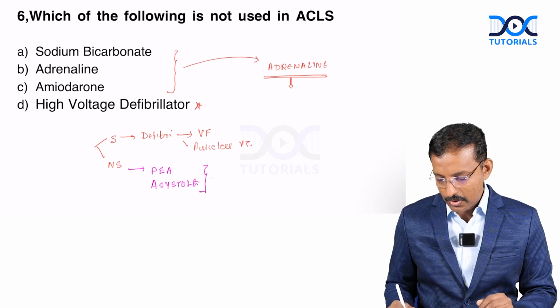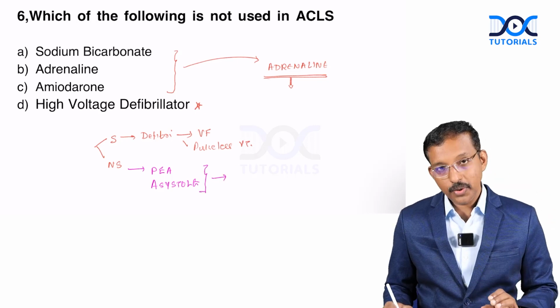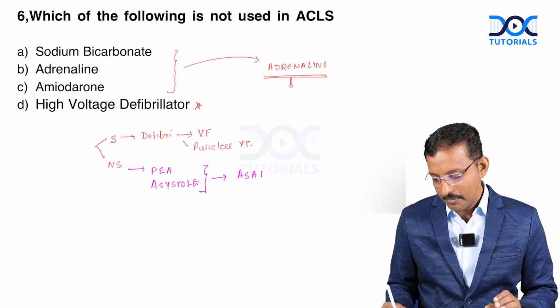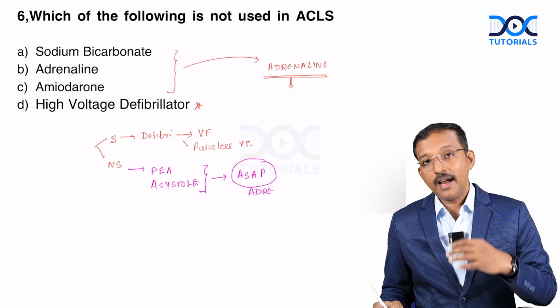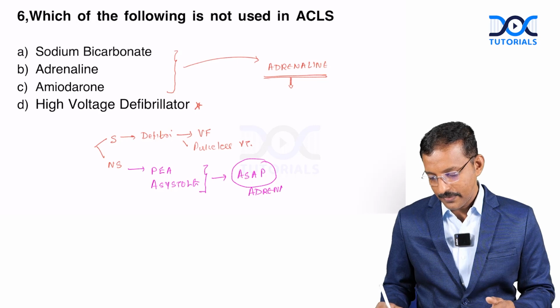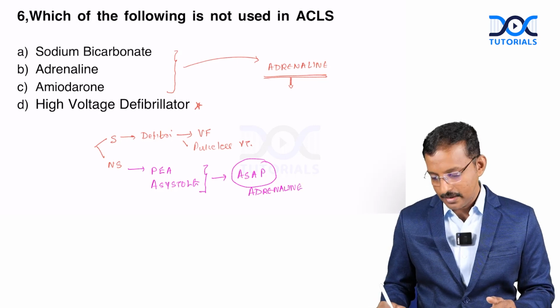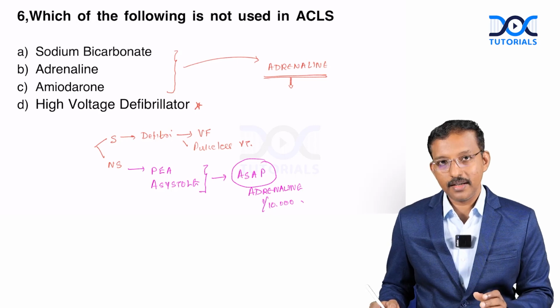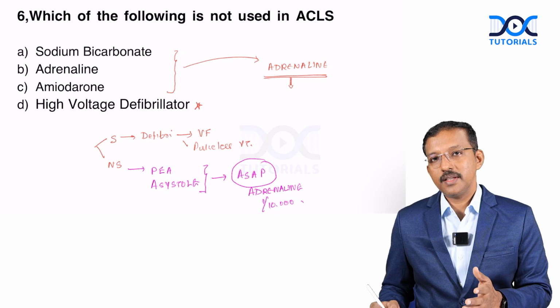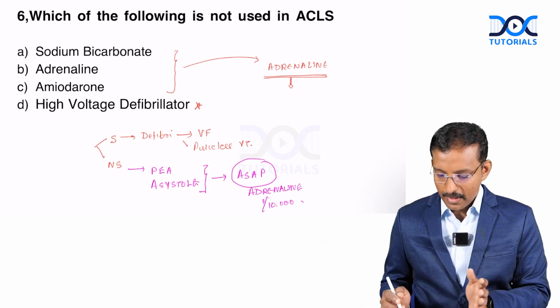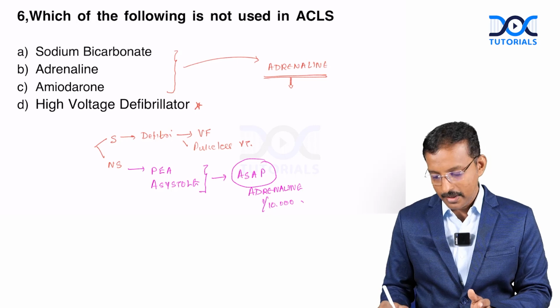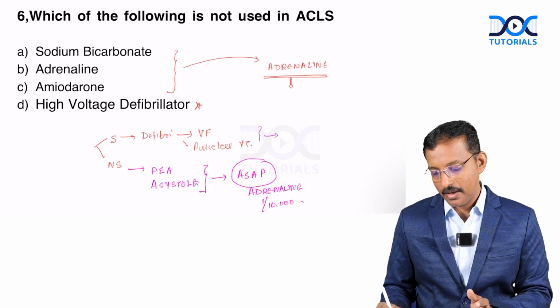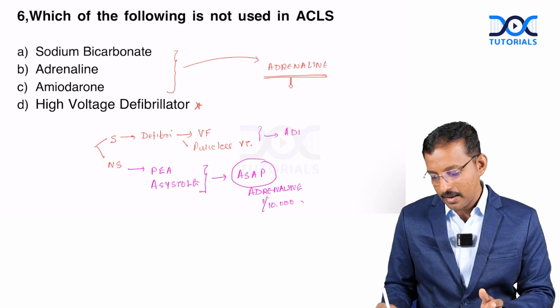So whenever you have a non-shockable rhythm on your monitor, this is what the guidelines say, a typical term, ASAP adrenaline. That means administer adrenaline as early as possible. So you know adrenaline is a choice. It is given at a concentration of 1 in 10,000, 1 milligram. This is how adrenaline is given. Then you continue with CPR and the cycle follows. If it is a shockable rhythm, they shock, and after the shock, 2 minutes of CPR, after 2 cycles, then also adrenaline comes into play.